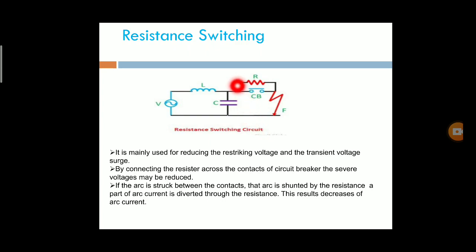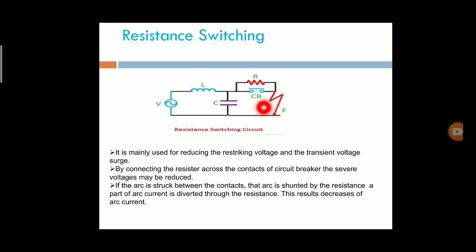One resistor is connected across the contacts of this circuit breaker. This is the transmission line, and the R value will be neglected. Then we display only the shunt reactance and the capacitance value, and then we connect the circuit breaker. The circuit breaker contacts will be connected across the resistance.